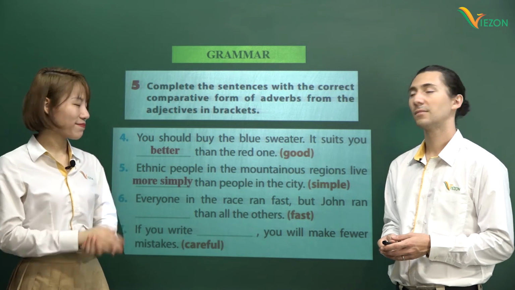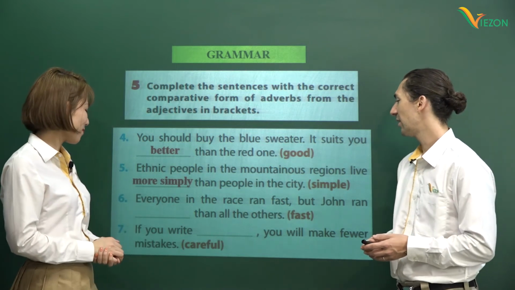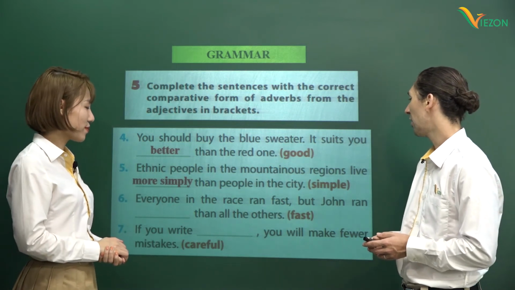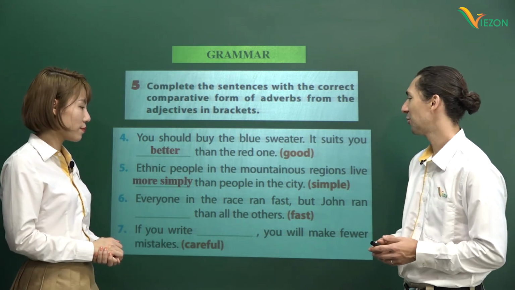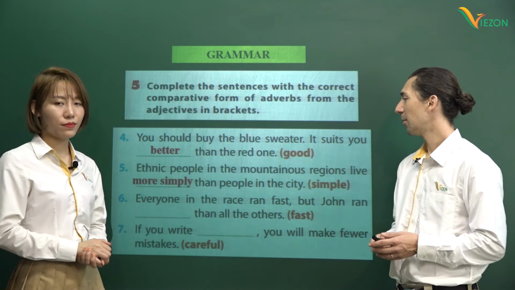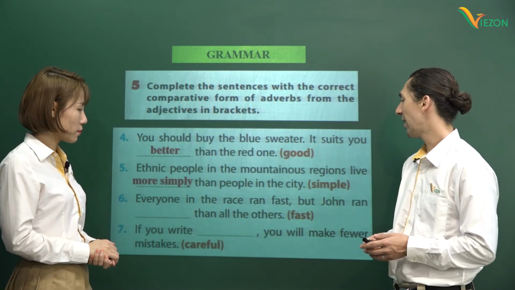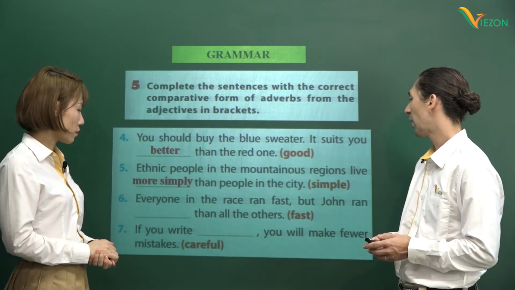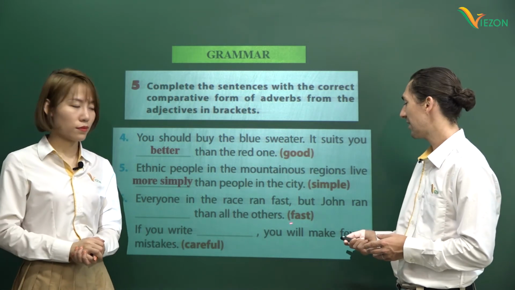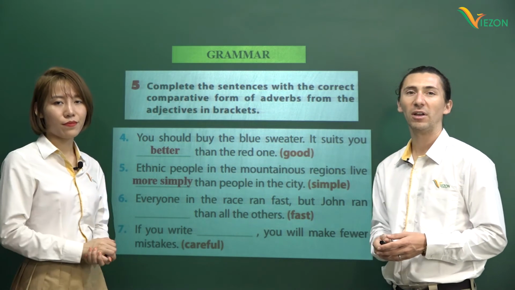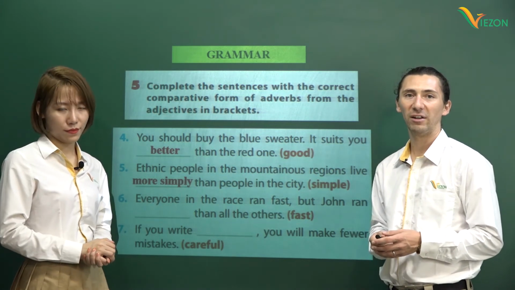And number 6. All right, number 6 says, everyone in the race ran fast, but John ran than all the others. Let me try one more time. Number 6 says, everyone in the race ran fast, but John ran than all the others. And the word in the brackets we have is fast. So how can we use fast as a comparative?